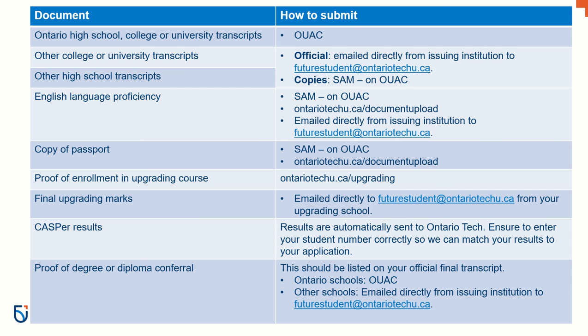If you apply to one of our college to university transfer programs or to our Bachelor of Education program, one of the requirements is proof of degree conferral or proof of diploma conferral. This is listed on your final official transcript. So if you went to Ontario, just order your final transcript through OUAC and it will be listed on there. If you attended another post-secondary institution not in Ontario, just have your official transcripts emailed to us directly from the issuing institution.